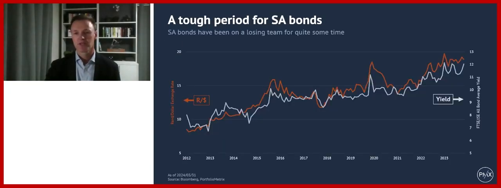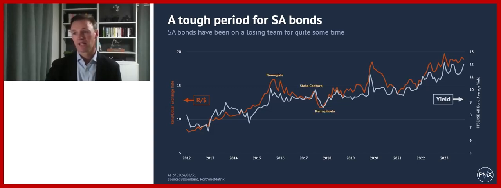Now, bonds have actually been through a tough period. If you look at this chart here from 2012 onwards, the rand's gone from around 8.80 to the dollar to where it is now, and bond yields starting at 10 have gone out to some of the longer dated bonds at over 13% today. And bond yields at one stage, actually in April 2013, were around 6.75 on average on the All Bond Index.